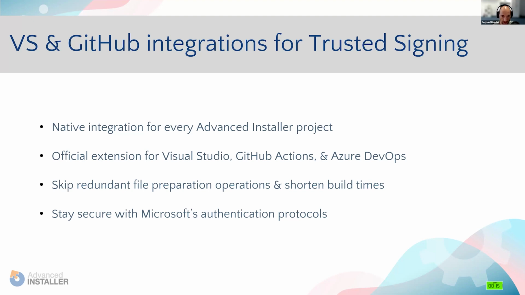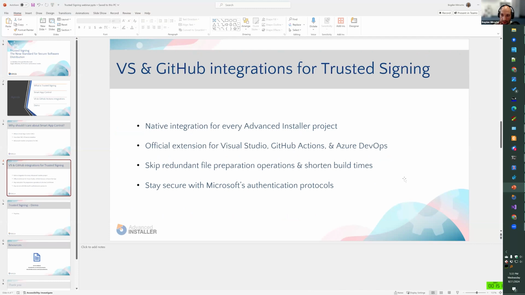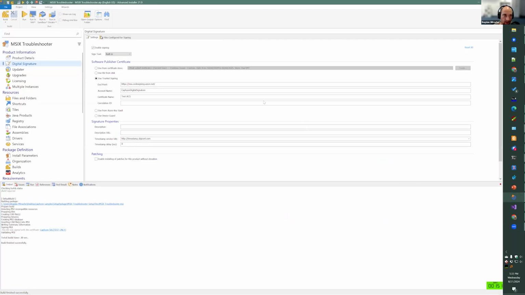So let's have a quick look at the integrations that we've built into Advanced Installer, and we'll start with the Advanced Installer UI. Here I have a small project. It builds an MSI for a tool that we built, MSIX Troubleshooter, which allows you to debug issues when installing packages. And this is an MSI build. As I said, we use it to also sign custom actions and everything that's included in the MSI, to avoid issues and incorrect detections from Smart App Control.